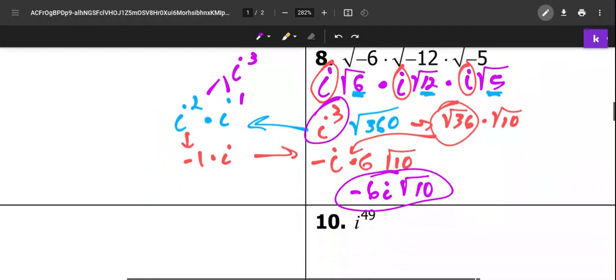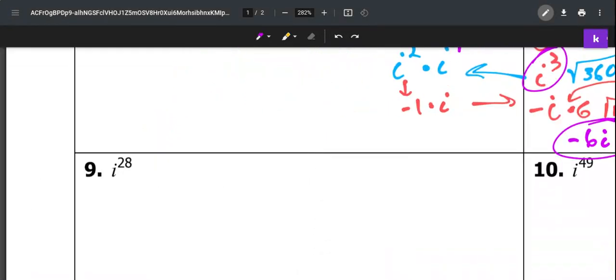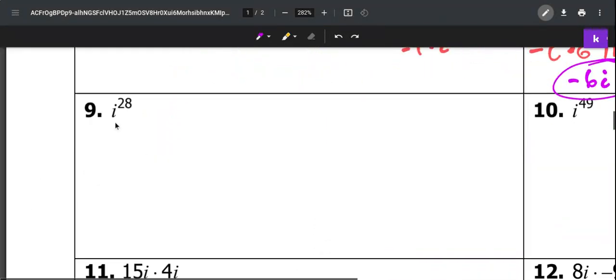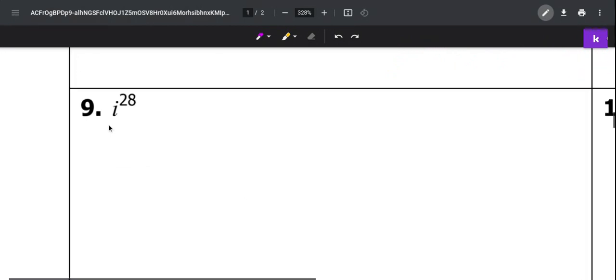All right. So now let's go to the two I was talking about that we were going to do. So 9 and 10. I want to do these with you just because these are difficult.